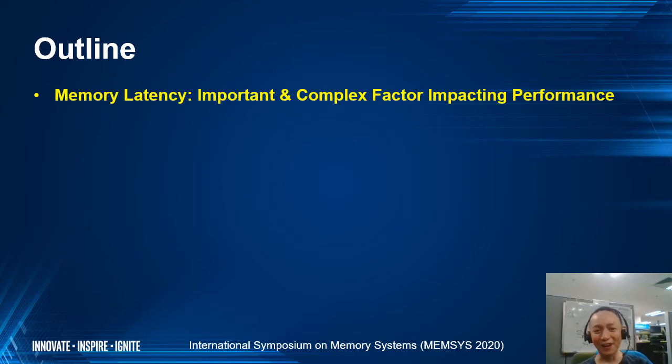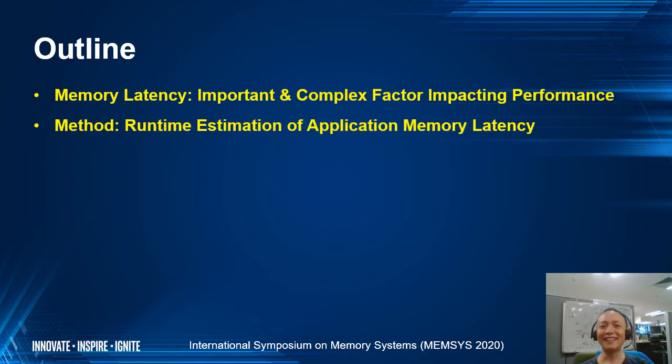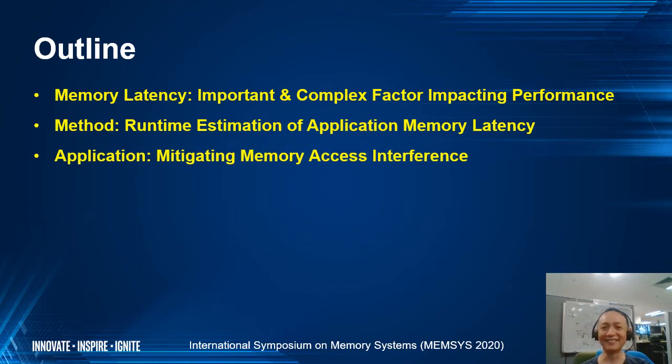Here is the outline of my talk. First, I will briefly introduce the background that memory latency is an important but complex factor impacting application performance. Next, I will propose the method of runtime estimation of memory latency at the application level. After that, I will demonstrate how this estimation can be applied to mitigate memory access interference in workload collocation. Finally, I will give the concluding remarks.